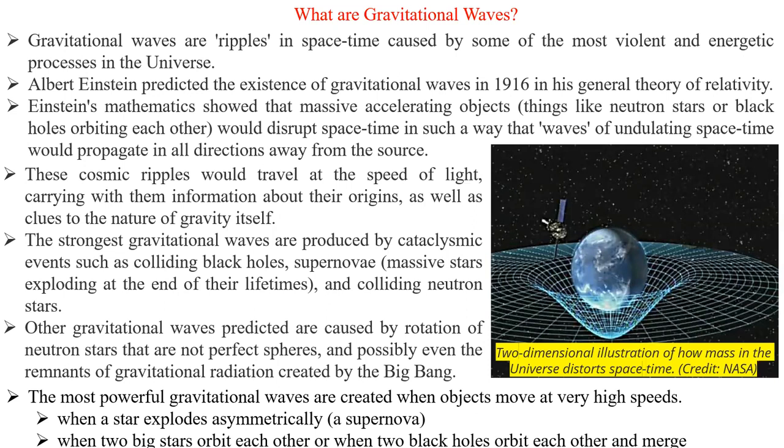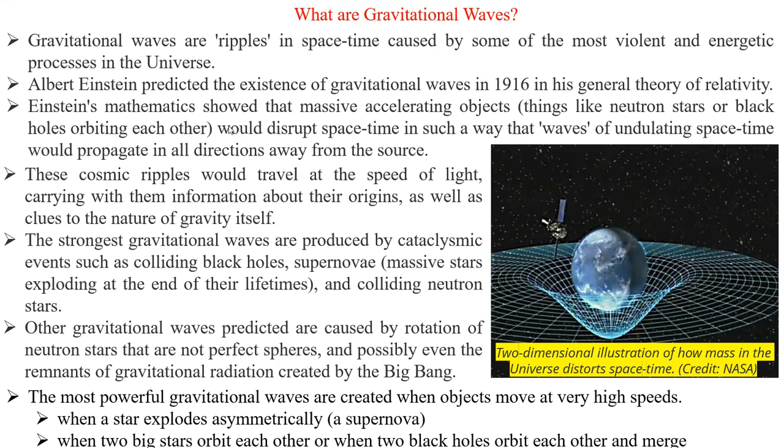Space and time is a domain where very few people are working right now, and it has been so for more than 200 years. Albert Einstein predicted the existence of gravitational waves in 1916 in his general theory of relativity, almost 100 years ago.